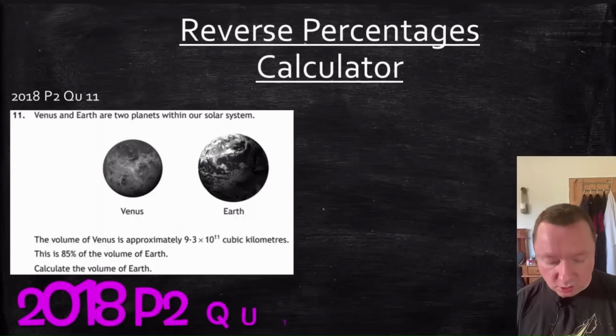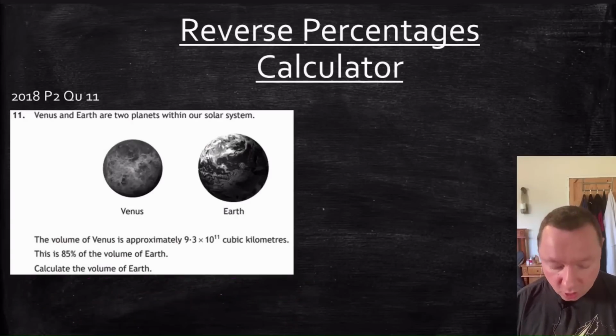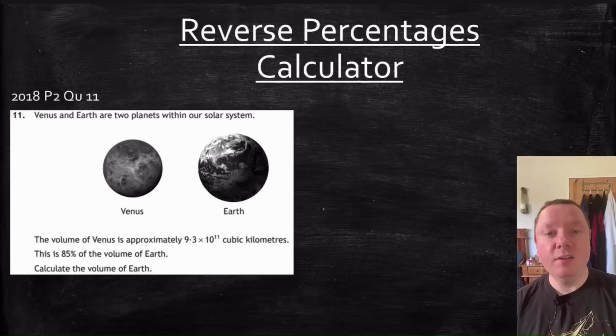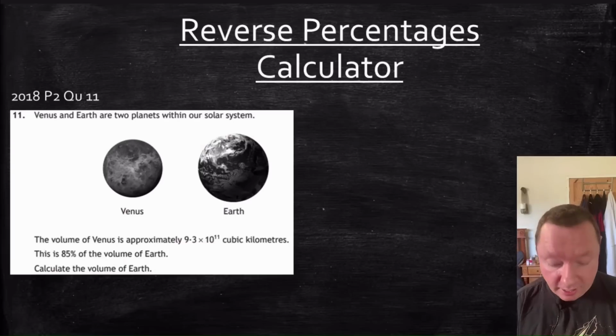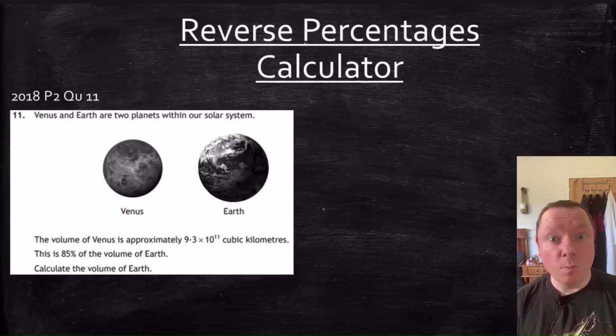2 planets in our solar system. The volume of Venus is 9.3 times 10 to the 11 cubic kilometres. This is 85% of the volume of Earth. Calculate the volume of Earth. Notice it does not say it's gone down by 85%. It's just telling you that it's 85% of the volume of Earth. So 85% is our multiplier.